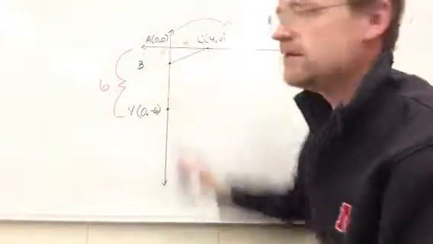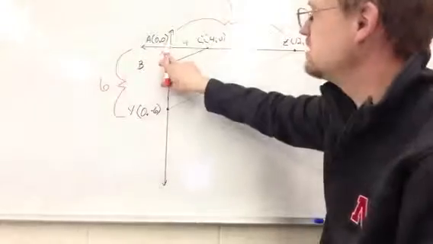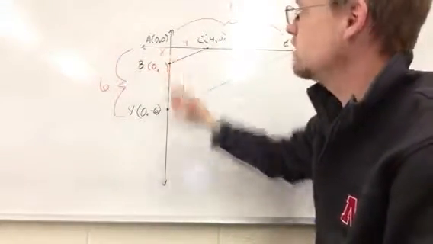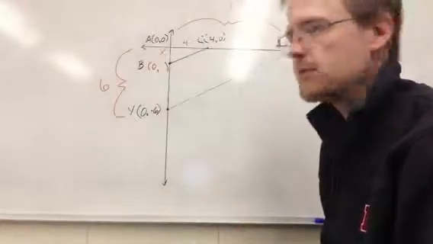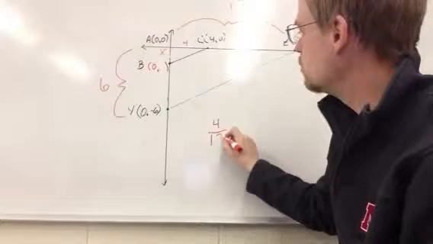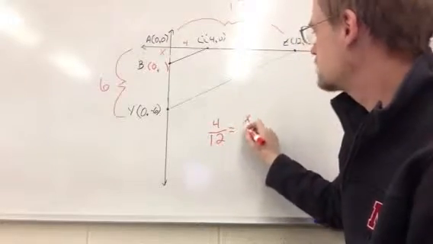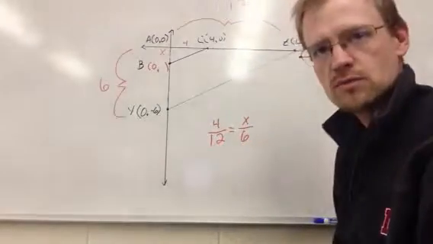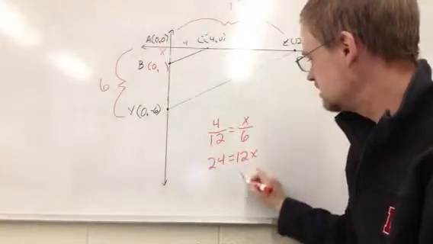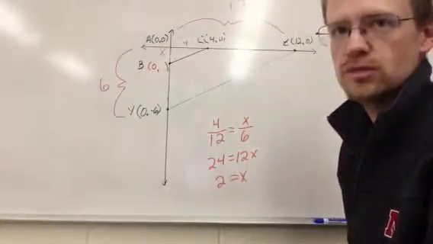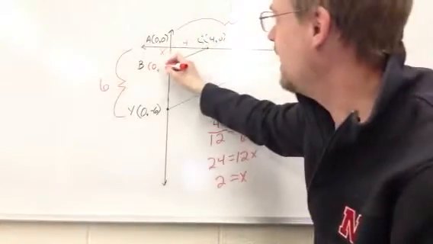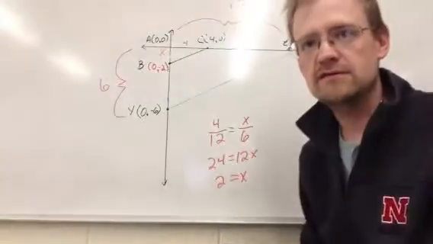We want to find x. What does this length have to be? Because we know the first term of our coordinate is going to have to be 0. Could just set up a proportion again. 4 corresponds to 12. X corresponds to 6. Do a little cross multiplying. 24 equals 12x. X equals 2. So we know this distance has to be 2. If we're going down the y-axis, we have to be at -2.